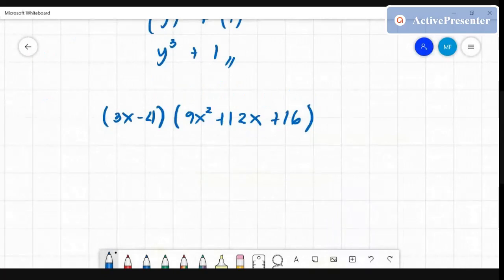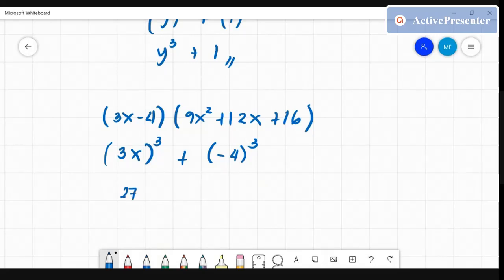So the next one, and this will be the last number. So we have 3x minus 4 times the trinomial 9x squared plus 12x plus 16. So we have the pattern again. Just get the cube of the first term of the given binomial, 3x cubed, then cube of the second term, negative 4 cubed. Okay? So next, 3x cubed, so we have 27x cubed. Then negative 4 cubed is negative 64. And that will be our final answer.